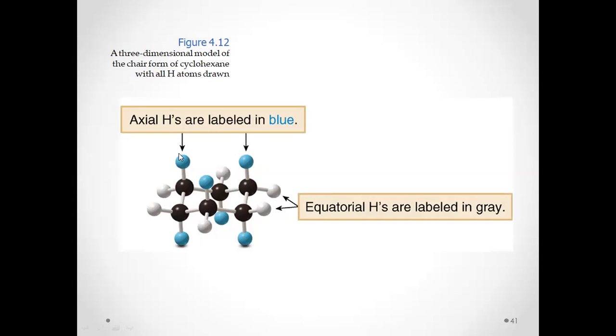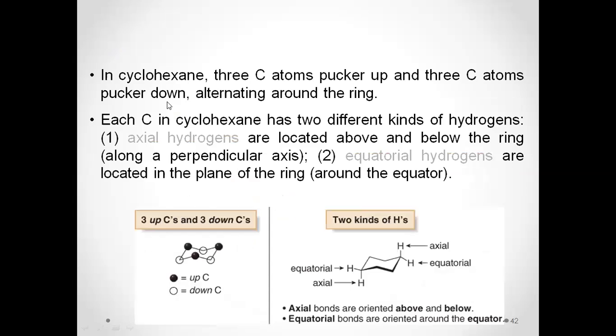There are two types of hydrogens, axial hydrogens and equatorial hydrogens. The hydrogens in blue are axial and the hydrogens in gray are equatorial. In cyclohexane, 3 carbon atoms pucker up. As we can see here, the black carbons are puckered up and the other 3 carbon atoms pucker down around the ring. Each carbon in cyclohexane has two different kinds of hydrogens, one axial and one equatorial. Axial bonds are oriented above and below, but equatorial bonds are oriented around the equator.